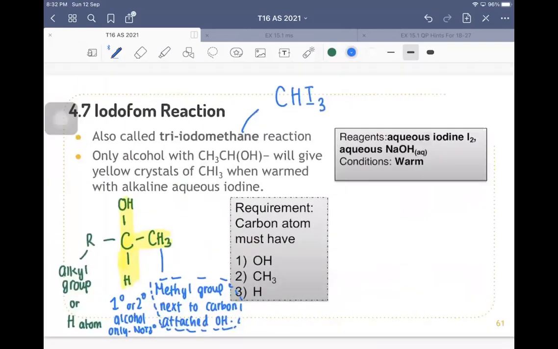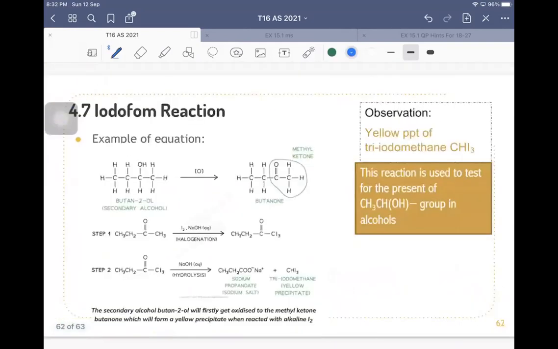The condition is to warm it. You don't even have to heat it very, very high. Okay, so this is what happens. This reaction is used as a test for the presence of CH3CHOH group. So whenever you see a positive result with alkaline iodine, that means there is a methyl group next to your carbon with the hydroxy group.